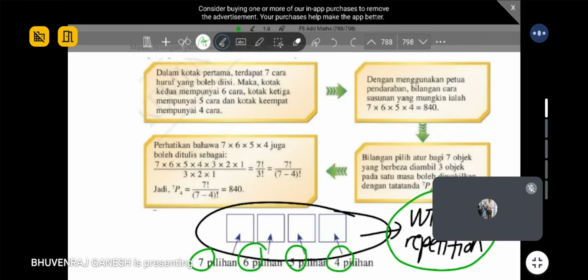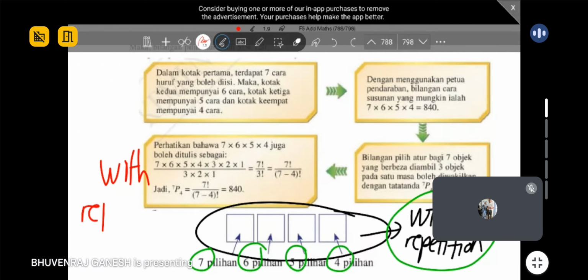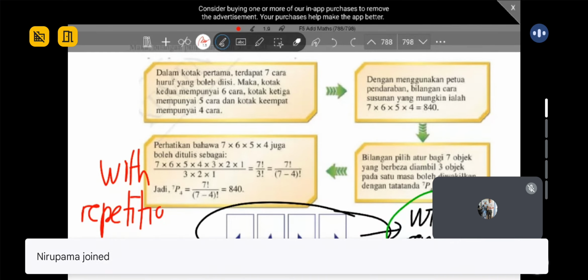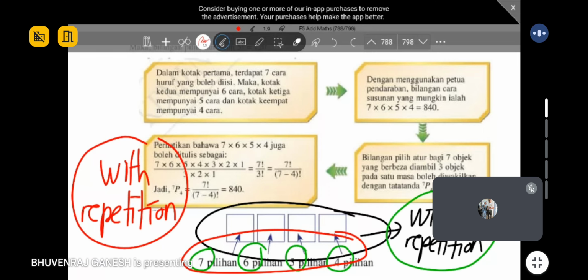Let's say I say with repetition. Okay, guys, if with repetition, do you think the scenario is still the same? Adakah case ni masih sama? Yes or no? What do you all think? Can you all answer? Do you think it's still 7, 6, 5, 4 or does it change? Adakah dia berubah kalau ada pengulangan, with repetition? Is it still the same? Try to comment and see. Anyone? Just give your idea.